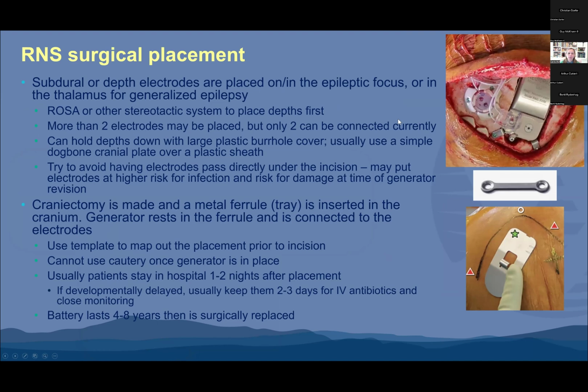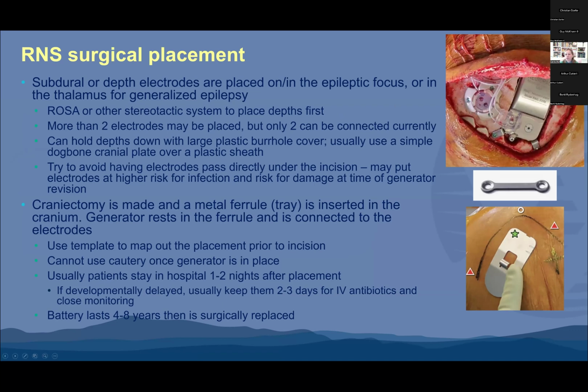So the way that these are placed, you're going to use some sort of stereotaxis to place your depths first. I always do ROSA, and I always do the depths before I do any sort of craniotomy or subdural strips, just in case there's any shift, any bleeding, anything like that. I want to make sure my depths are accurate. So if I'm doing bilateral hippocampal or even unilateral hippocampal or thalamic, which we'll get to, we'll place those first. Again, more than 2 can be placed at once. Only 2 can be connected and usable at any one time.